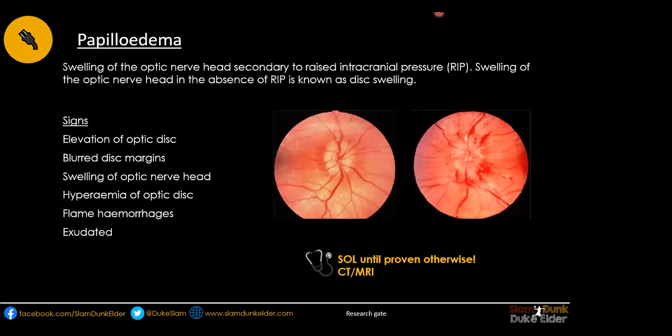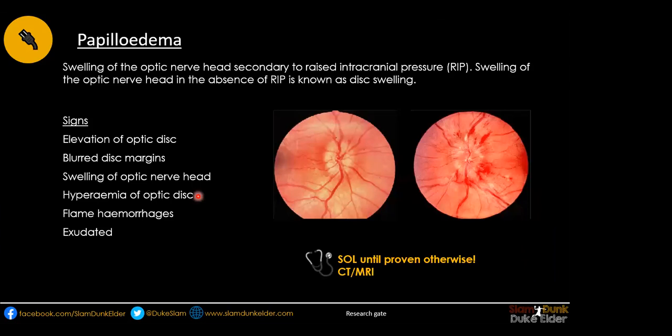Okay, going on to papilloedema. So papilloedema, that's specifically referring to optic nerve head swelling, which is secondary to raised intracranial pressure. If someone has optic nerve head swelling but doesn't have raised intracranial pressure, that's just known as disc swelling. And papilloedema is usually always bilateral, but it can be asymmetrical.